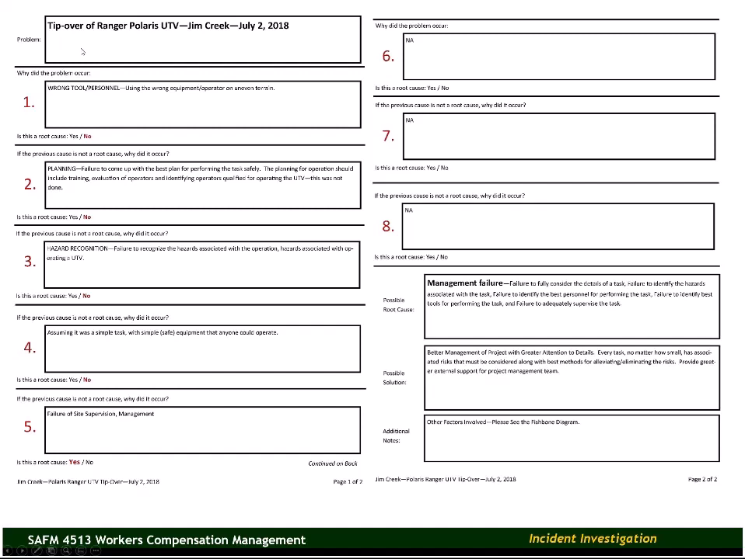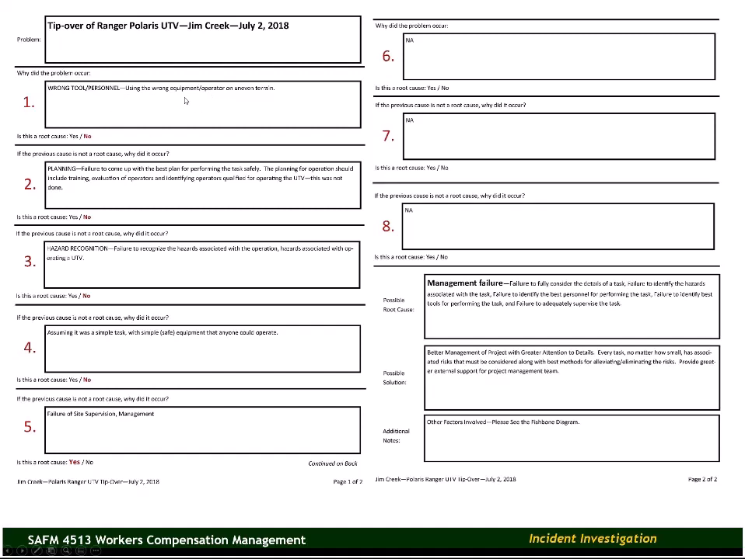So we treat everything, even the near misses, like it was a life or death type of situation, because that can help us prevent serious incidents down the road. But again, this was the problem. First question, why did the problem occur? Wrong tool, personnel using the wrong equipment, and an operator on uneven terrain. It wasn't even the right piece of equipment for that situation, and the operator was definitely not the right operator for that piece of equipment.